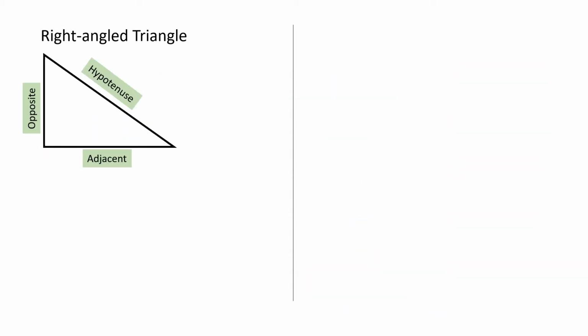Let's focus on the right angle triangle. Let's denote this angle as theta. This is the right angle. Recall Pythagoras theorem and trigonometric ratios from GCSE. So what does Pythagoras theorem say? That the square on the hypotenuse is equal in area to the sum of the squares on the other sides.